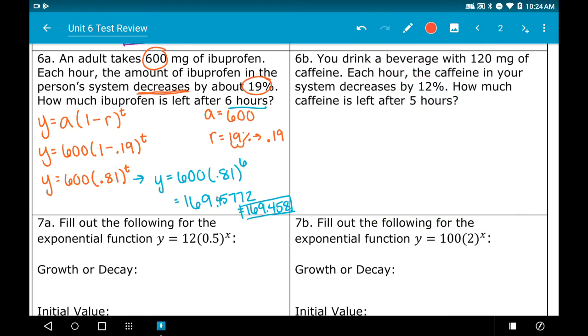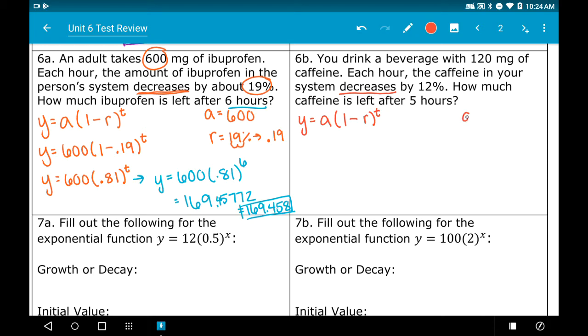So that would be the answer we need. Our next question says, you drink a beverage with 120 milligrams of caffeine. Each hour, the caffeine in your system decreases by 12%. How much caffeine is left after 5 hours? So again, this is decreases, so it means it's going to be decay. And our equation will be y equals a times 1 minus r to the power of t. This minus right here is very important when it's decreasing. If it's increasing, it would be a plus.